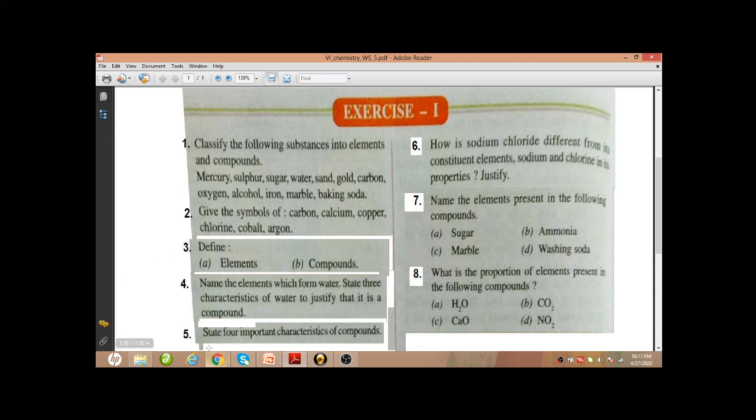Next, state four important characteristics of compound. This again you can write from the study material. Just try to understand the points, and write them in your own words.